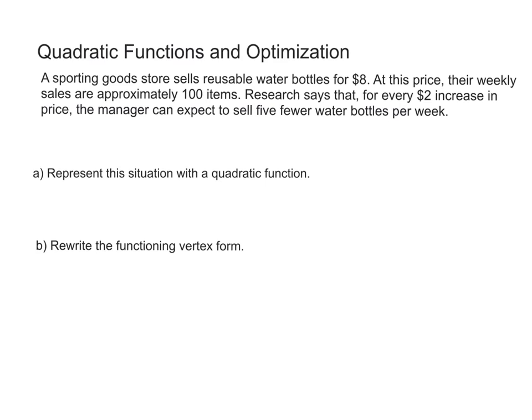If we change the price to $10, how many are they going to sell in a week? 95. 5 fewer, right? And then if you increase the price to 12, 90. So as the price goes up, they sell fewer water bottles. But it's not necessarily a bad thing to sell fewer water bottles because you're charging a higher price for them. So you're making more money off of each one. So the optimization part is going to be to figure out what price should they charge to make the most money.